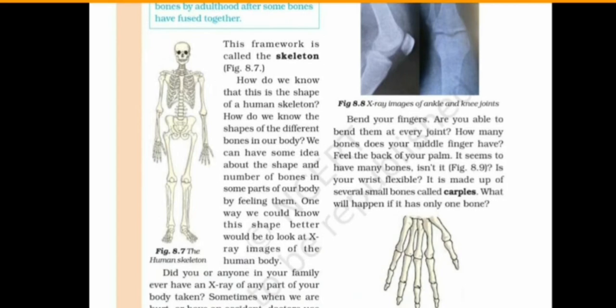How do you know that this is the shape of a human skeleton? How do we know the shape of the different bones in our body? By just observing the skeleton very nicely. There are 4 main parts of the skeleton, that is the skull, the backbone, the rib cage, and the limbs. These are the main parts of the skeleton, and its main function is to support and protect the internal organs and also give shape to the human body.